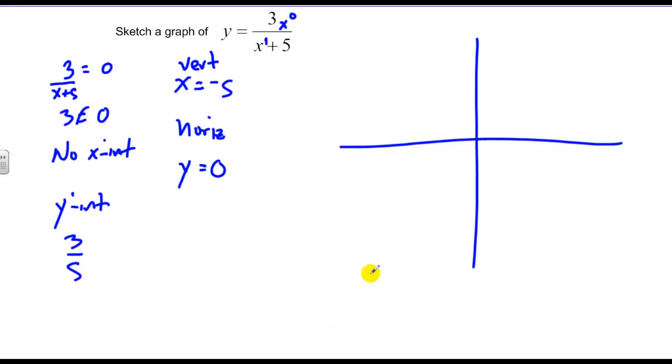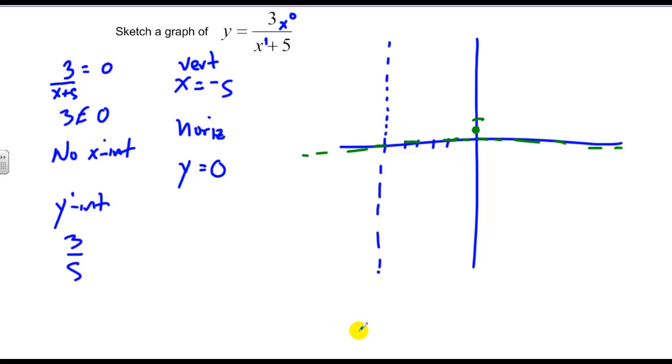And again, these are sketches. They're not exact. So I'm first going to graph my vertical asymptote. I go over to -5, and I draw an asymptote here. I'm going to go to y equals 0 and do my horizontal asymptote here. I know I have a y-intercept of 3/5, which is, if this is 1, 3/5 is somewhere around here.